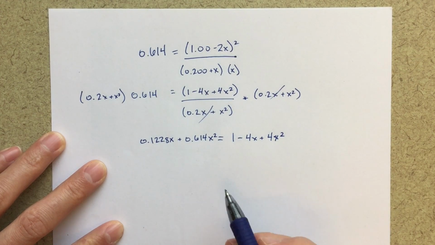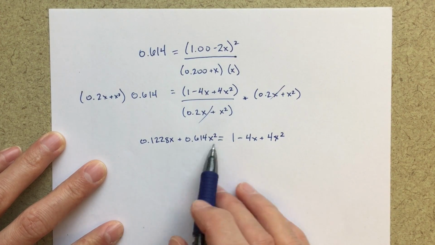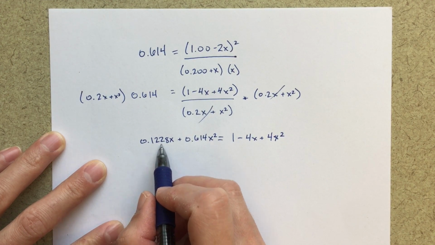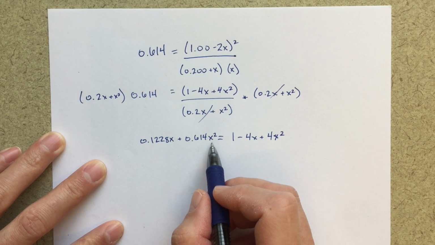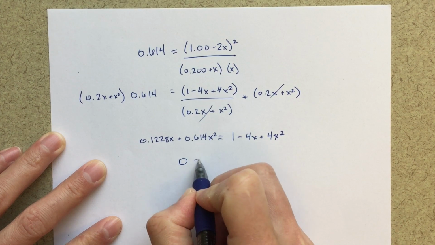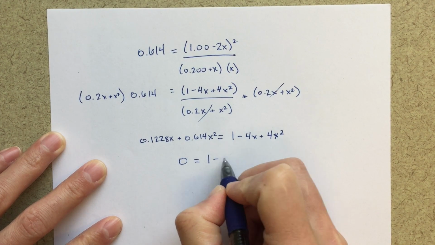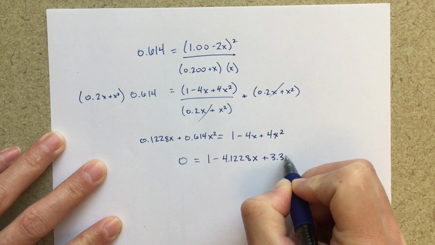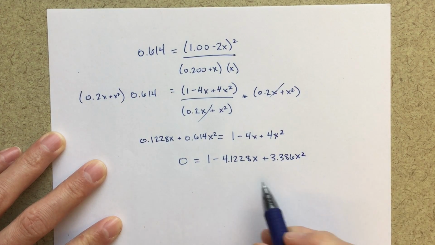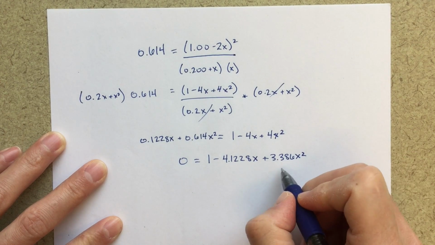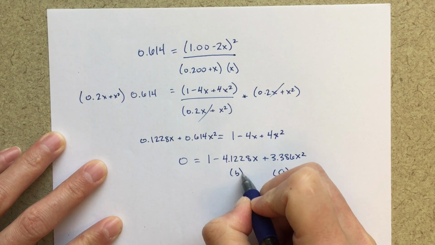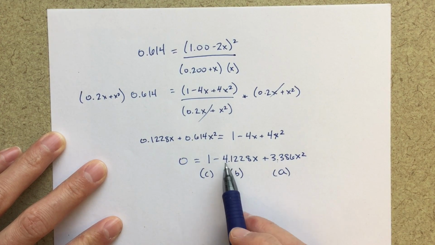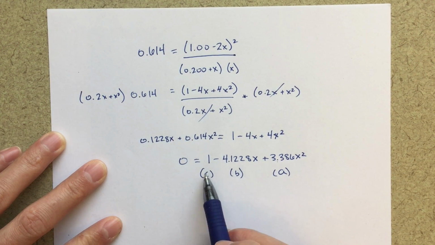And now I can start grouping things together. In my mind, it makes more sense to bring these things over to the right-hand side. So this would be minus 0.1228x minus 0.614x squared on this side. Then I'll end up with 0 equals 1 minus 4.1228x plus 3.386x squared. So now this is ready for the quadratic formula. This would be my value for A, this would be my value for B, this would be my value for C. So A would equal positive 3.386, B would equal negative 4.1228, and C would equal 1.